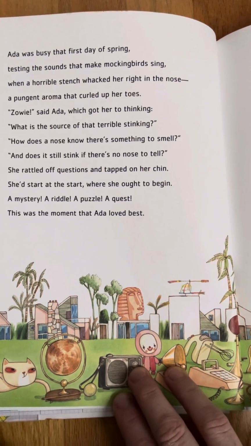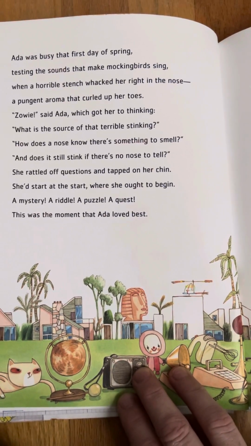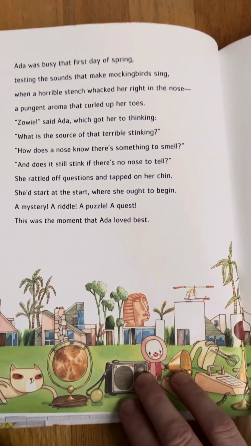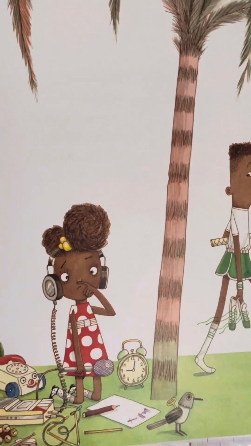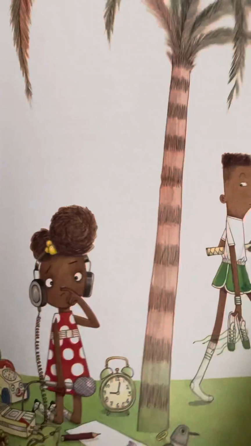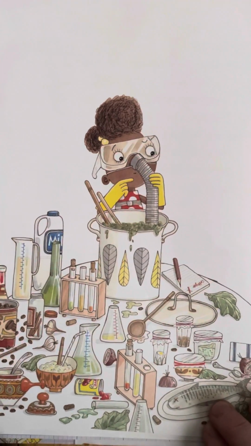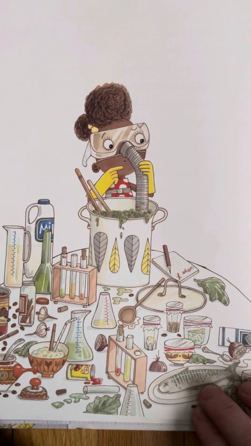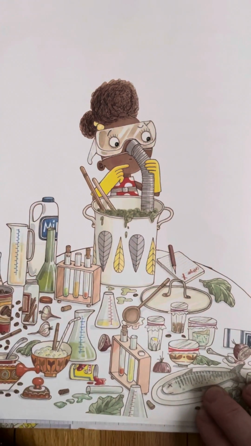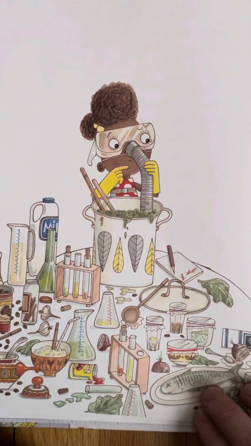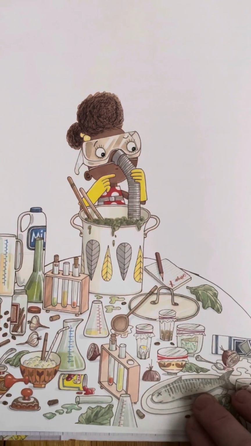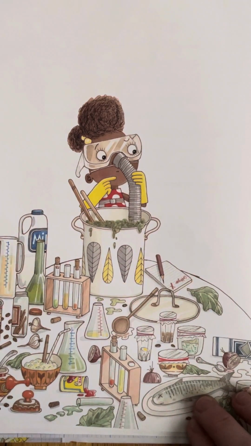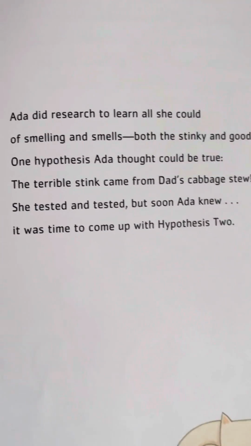She rattled off questions and tapped on her chin. She'd start at the start where she ought to begin. A mystery, a riddle, a puzzle, a quest. This was the moment that Ada loved best. Ada did research to learn all she could of smelling and smells, both the stinky and good. One hypothesis Ada thought could be true: the terrible stink came from Dad's cabbage stew.